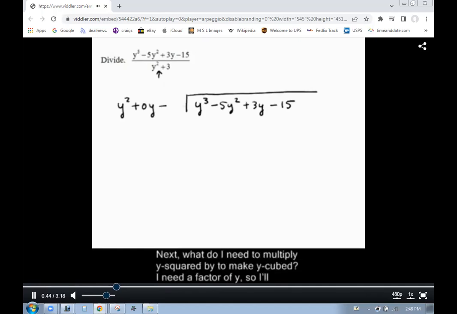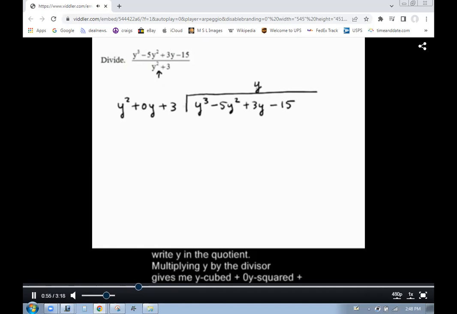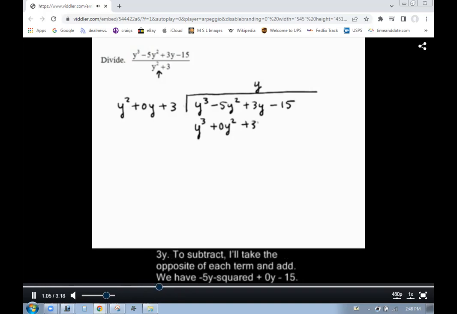Next, what do I need to multiply y squared by to make y cubed? I need a factor of y. So I'll write y in the quotient. Multiplying y by the divisor gives me y cubed plus 0y squared plus 3y. To subtract, I'll take the opposite of each term and add. We have negative 5y squared plus 0y minus 15.